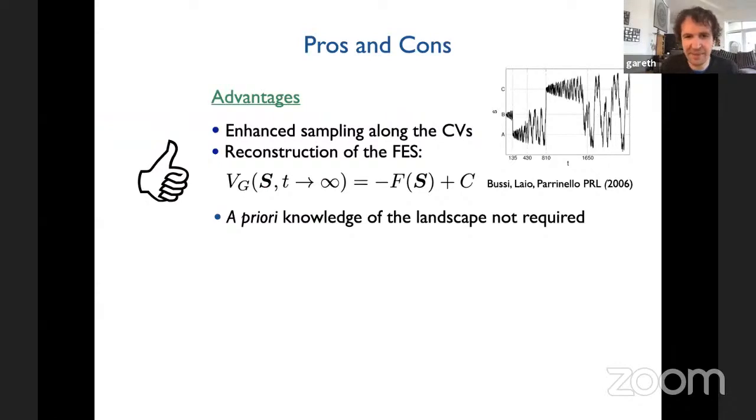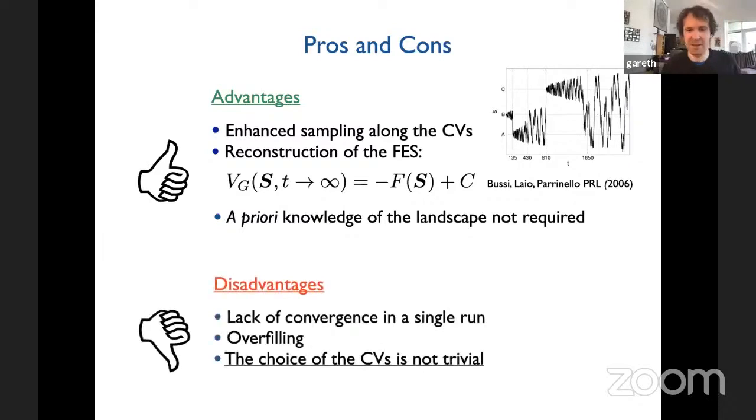So the advantages of metadynamics are that you do get the enhanced sampling along the CVs, you get the reconstruction of the free energy surface, and you don't need any a priori knowledge of the energy landscape, none at all. But what we're talking about here is the original implementation of metadynamics by Laio and Parrinello in, I think, 2002, if I remember correctly. And there are disadvantages to that particular method. Firstly, it can be difficult to converge and you can get overfilling.